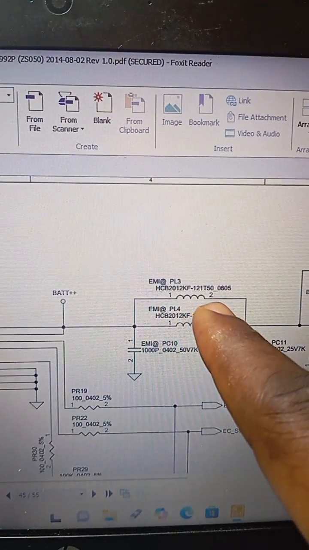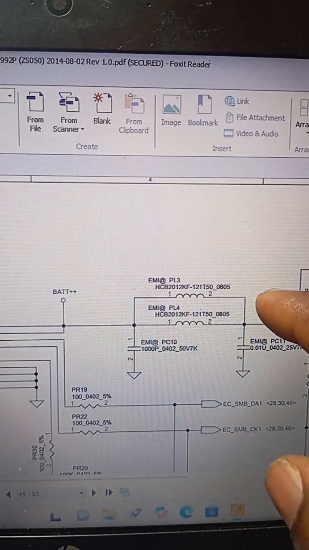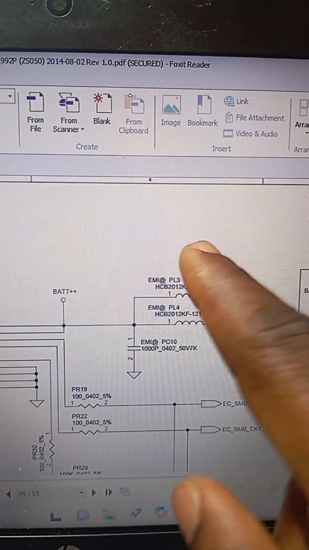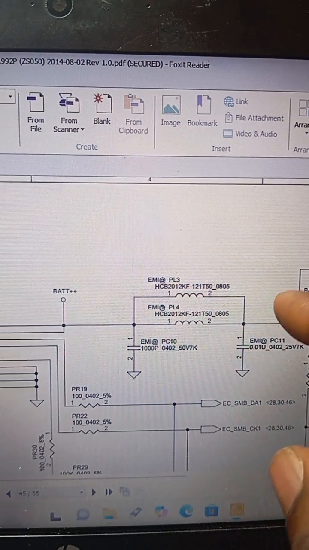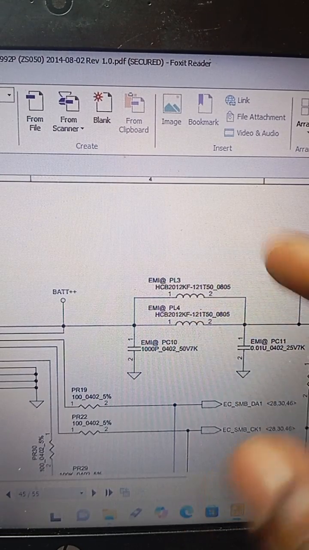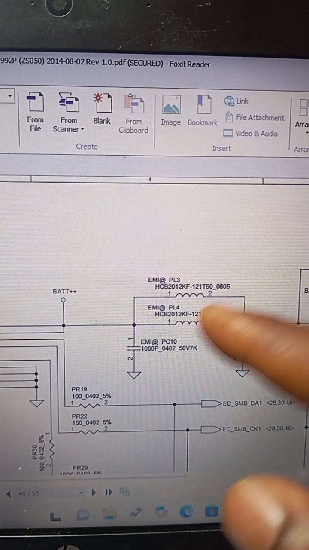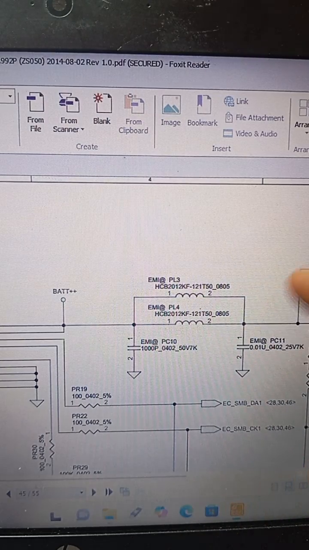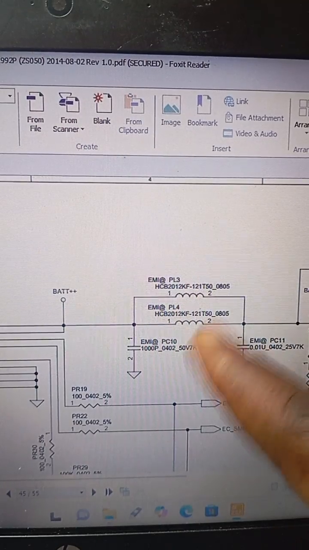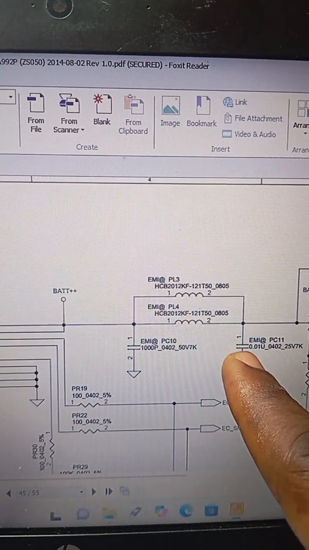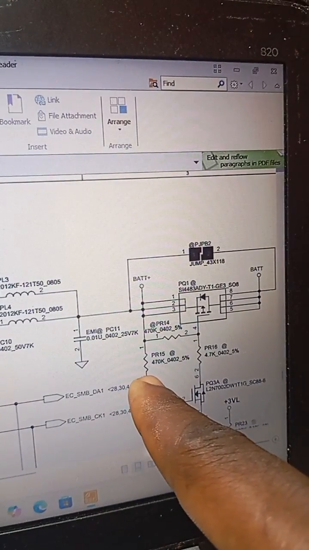A coil, if you look at it, is in the form of a zigzag shape, while our standard resistor is in sinusoidal form, just as if a voltage is moving. That's how a resistor is, but a coil is in the form of a zigzag shape. So these are 2 coils. This is a capacitor, this is ground, and these here are resistors.